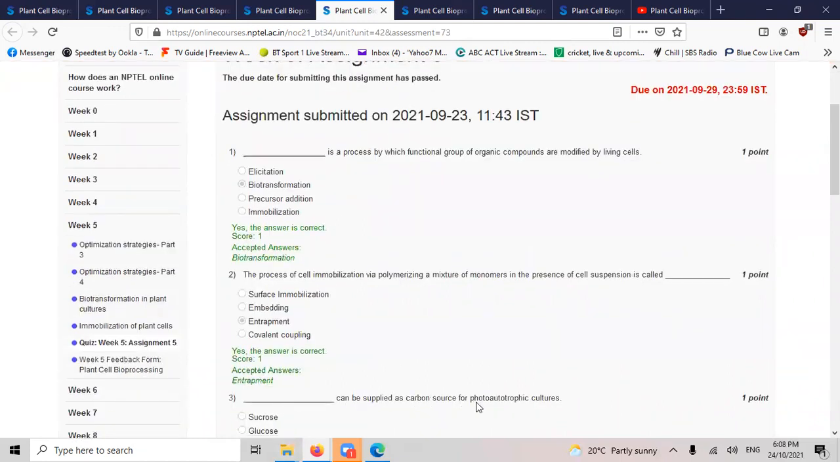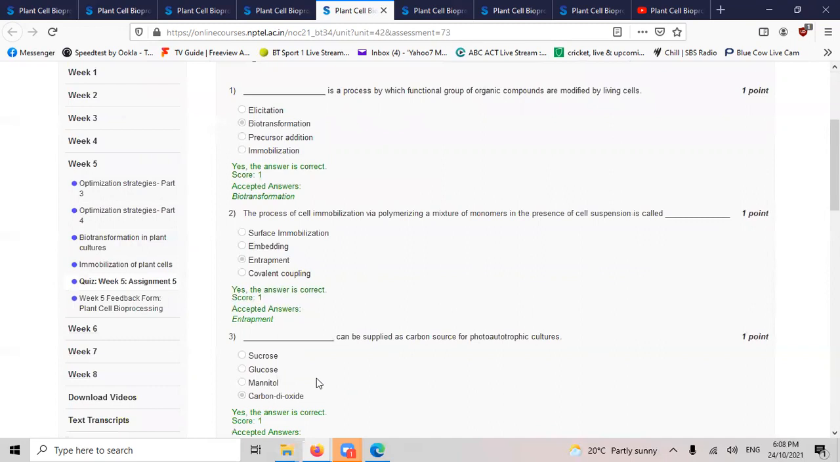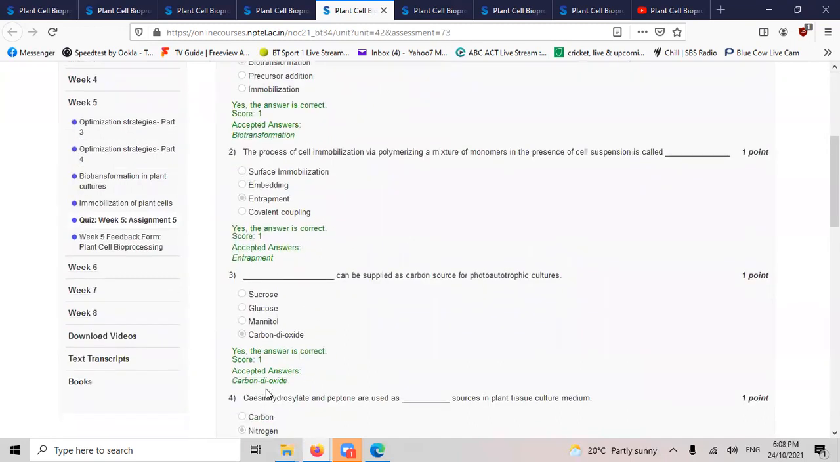Carbon dioxide can be supplied as a carbon source for photoautotrophic cultures. Sorry, I'm saying it the wrong way. This is just like me training.